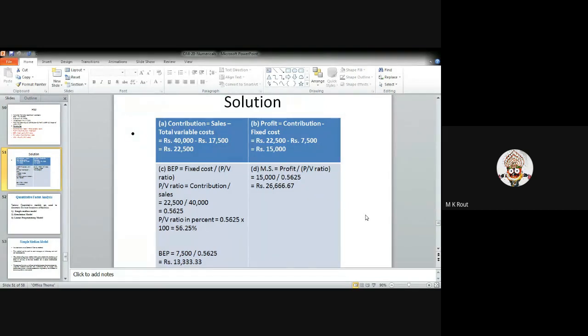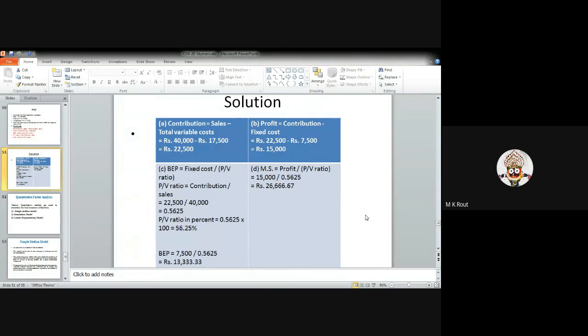Yes, sir. Okay. Moving to the next one, calculating the profit. The formula for profit equals contribution minus fixed cost. Here the contribution we have already found is 22,500, minus the fixed cost given as 7,500, that equals 15,000. Is it clear? Yes, sir. Okay, moving to the next one.